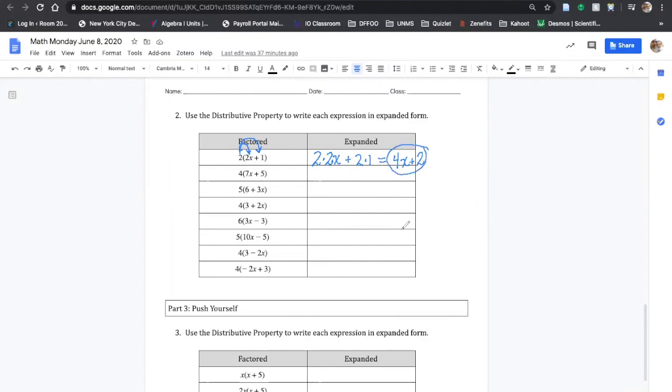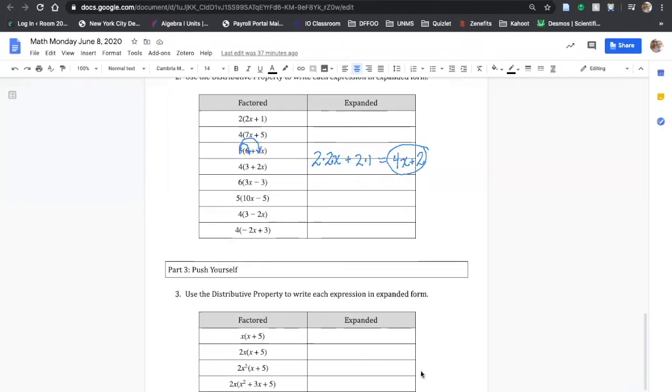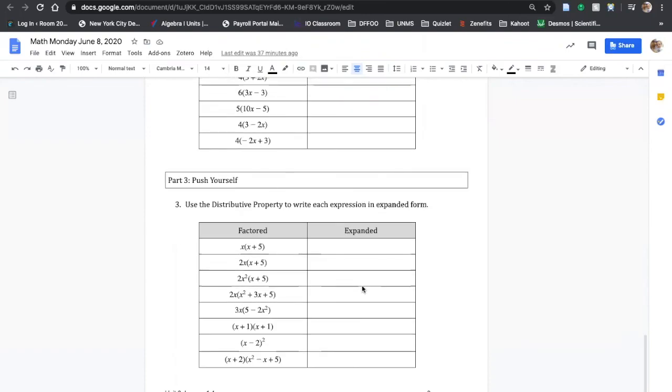Okay? Now, take a few minutes, try it again. Make sure you come to the Zoom session so I can help you with this. When you're done the push yourself section, I want you to give it a shot. This is closer to what we're going to be doing next year in algebra. All right? So good luck, and I will see you all later.